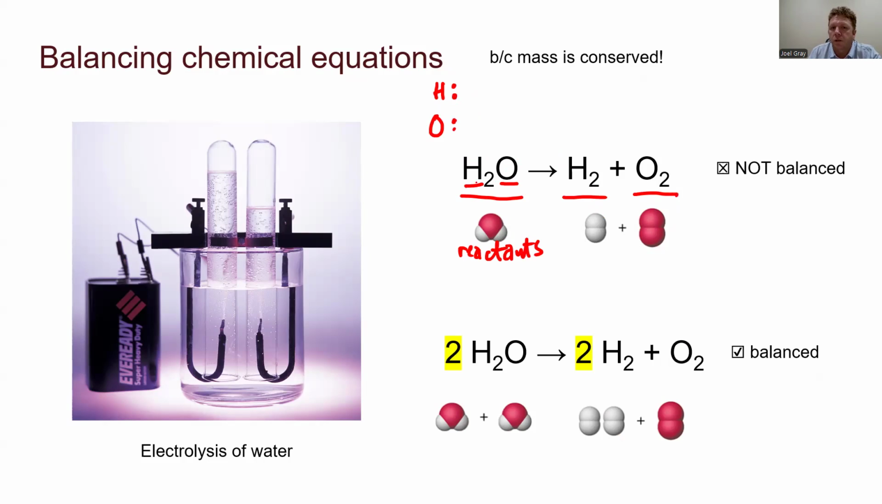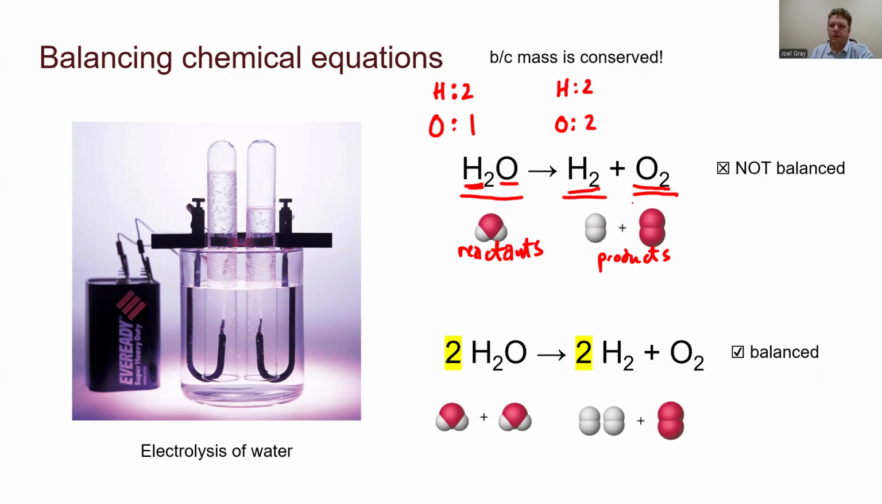Now, the question is, how many hydrogen do we have? 2. How many oxygen do we have? 1. Okay, now let's go to our product side. We have hydrogen and we have oxygen. How many hydrogen do we have? 2. How many oxygen do we have? Also 2. So these aren't balanced.